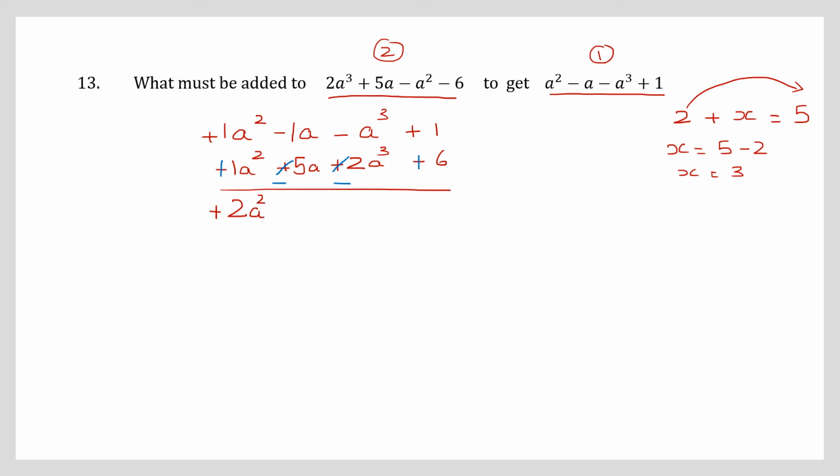Again, signs are the same. Minus 6a. Signs are the same. Minus. Now there is 1 here. 2 plus 1 is 3a cube. Signs are the same. 1 plus 6 is 7.